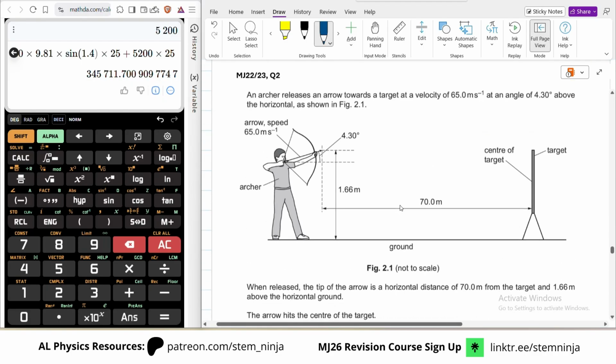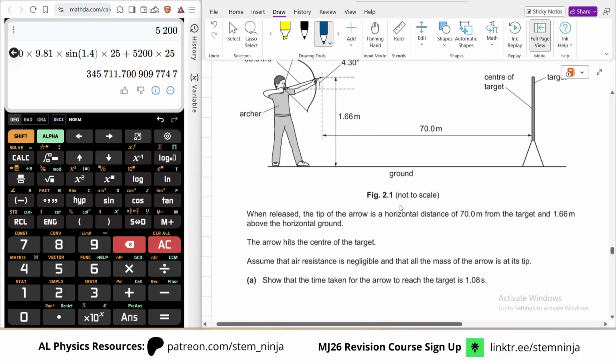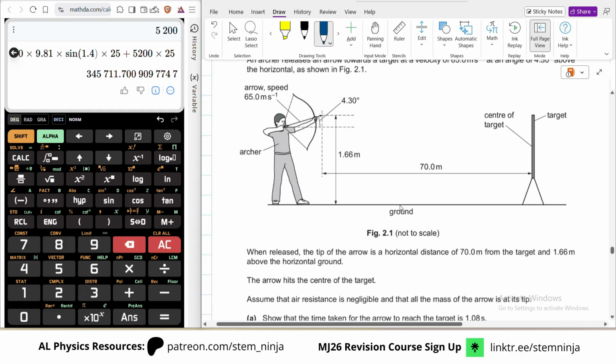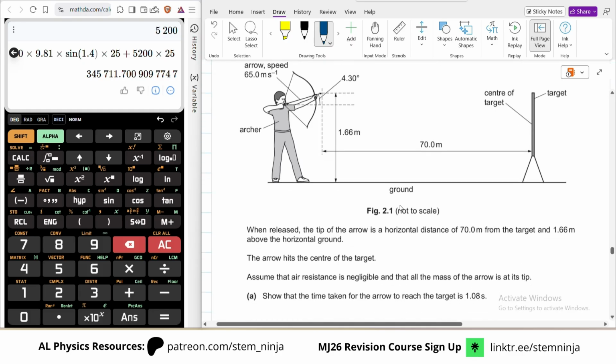Alright. An archer releases an arrow towards a target at a velocity of 65 meters per second at an angle of 4.3 degrees above the horizontal. When released, the tip of the arrow is a horizontal distance of 70 meters from the target and 1.66 meters above the horizontal ground. The arrow hits the center of the target. Assume that the air resistance is negligible and that all the mass of the arrow is at its tip. Show that the time taken for the arrow to reach the target is 1.08 seconds.